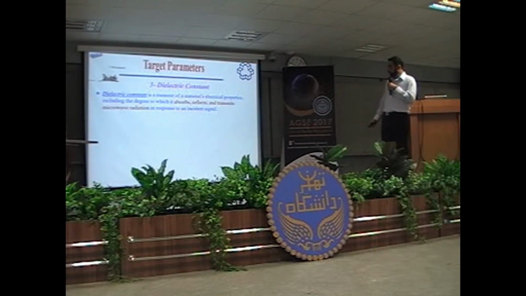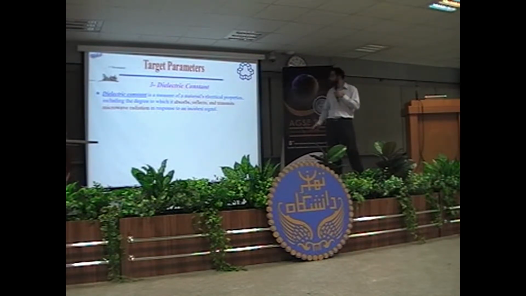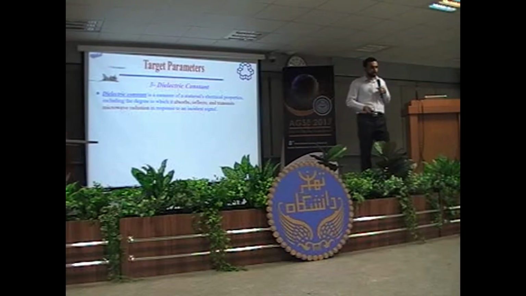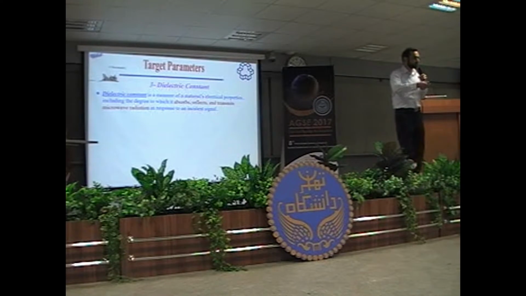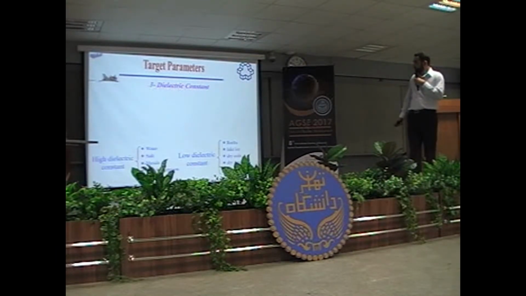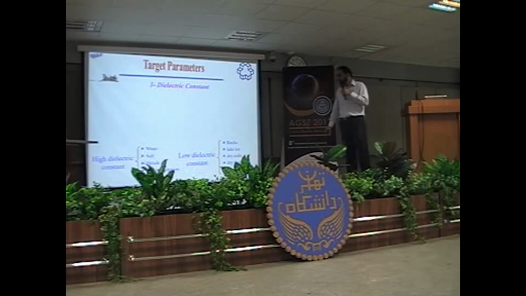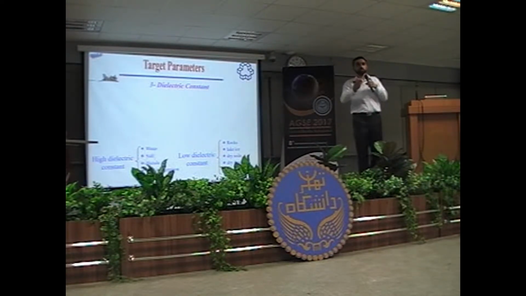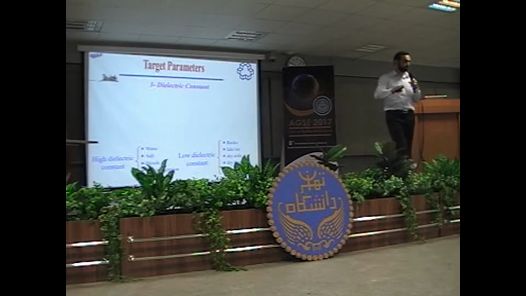Yeah, the third part is the dielectric constant. The dielectric constant usually describes the material's electrical properties: how much a material can absorb energy, how much it can reflect the energy. These kinds of properties can be explained by the dielectric constant of that material. So we want to see what kinds of materials have a high dielectric constant and what kinds have a low dielectric constant. When we talk about a high dielectric constant, it means no absorption. That material does not absorb the energy at all.